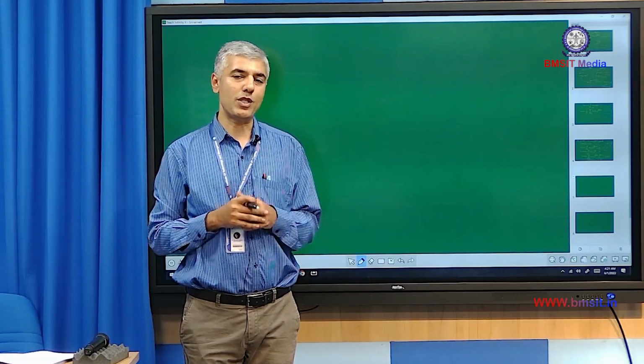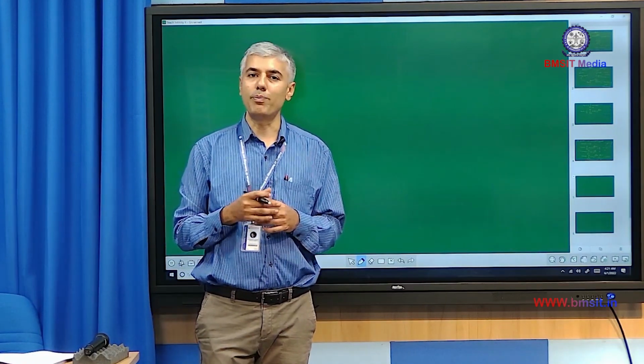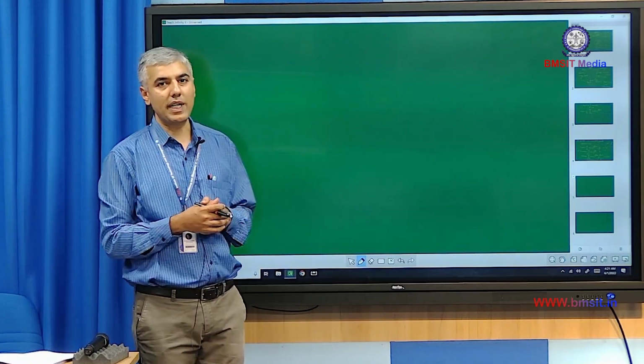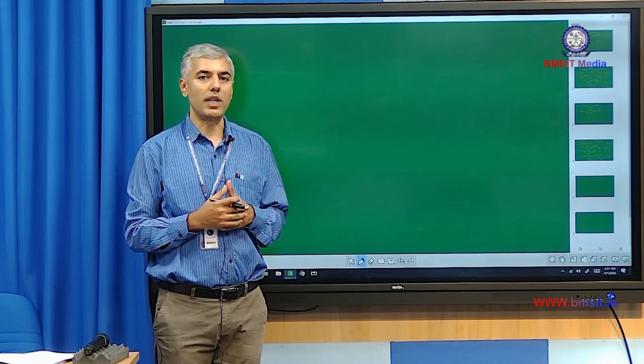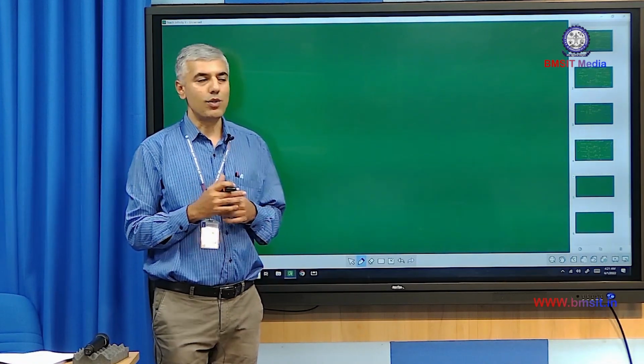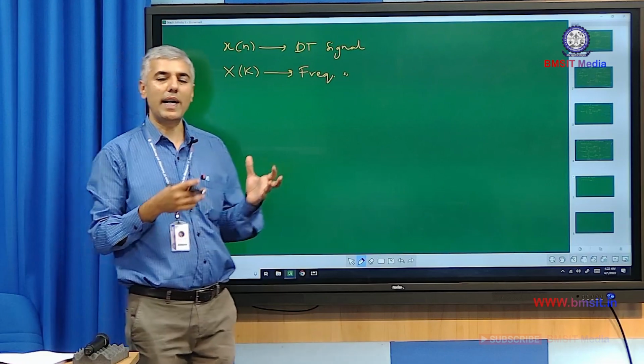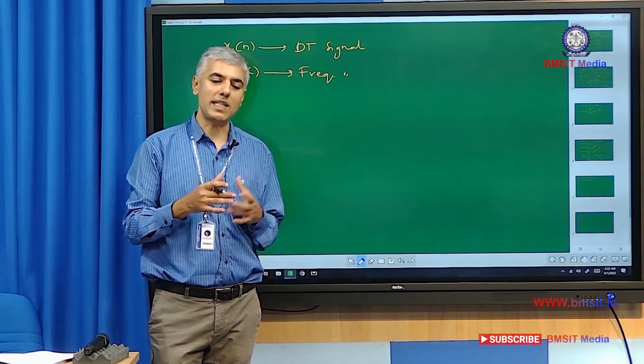On the same lines, it can be shown that the IDFT is also periodic. We can use the same expression as the previous one, but now it is going to be smaller x of n. We remember that x of n is used to represent the discrete time signal, that is the time domain signal, and X of k is used to represent the frequency domain signal. So, we can use the same principle and show that the DFT as well as IDFT, both of them are periodic.